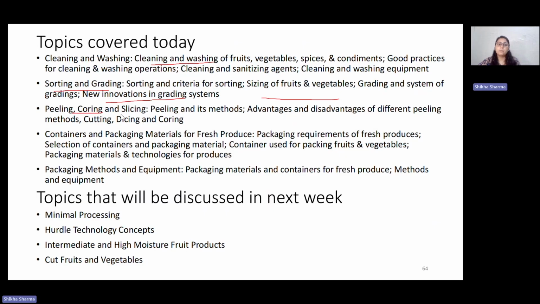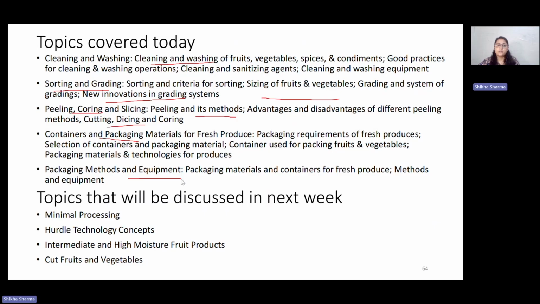And then we discussed peeling, and also dicing. And then we discussed the different packaging materials and the different containers in which the food product is packaged, and the different packaging methods.